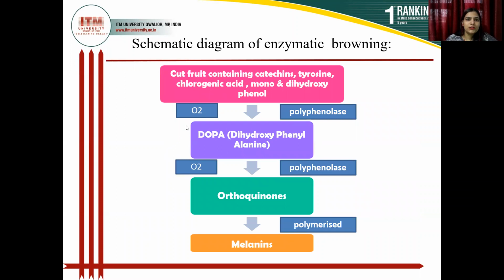Here is the schematic diagram of enzymatic browning. When we cut a fruit that contains catechin, tyrosine, chlorogenic acid, and mono and dihydroxyphenols, in the presence of air, polyphenolase enzymes produce dihydroxyphenylalanine, and polyphenolase converts this dihydroxyphenylalanine into orthoquinone, and orthoquinone polymerizes to melanin, producing the melanin compound.